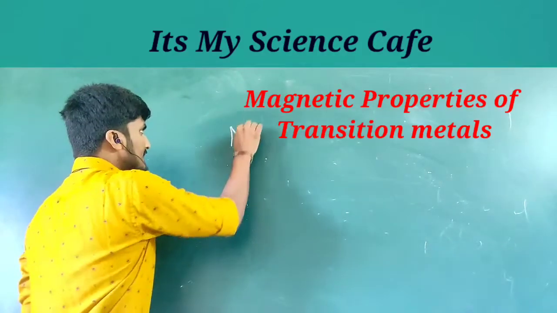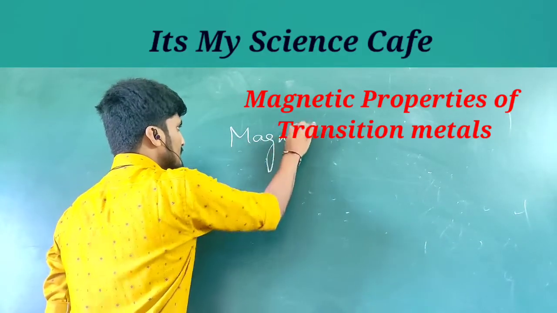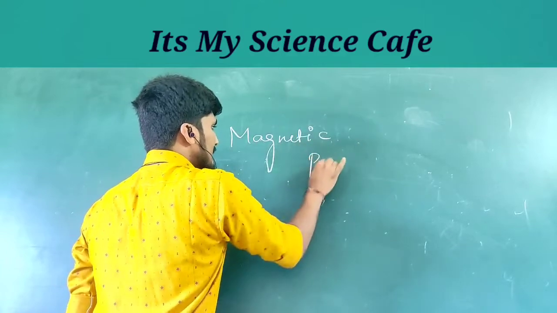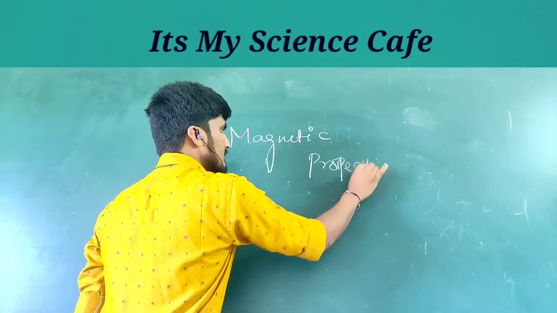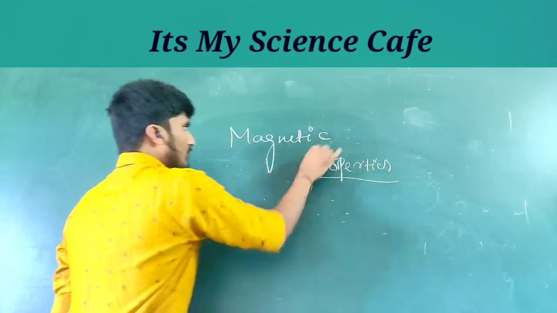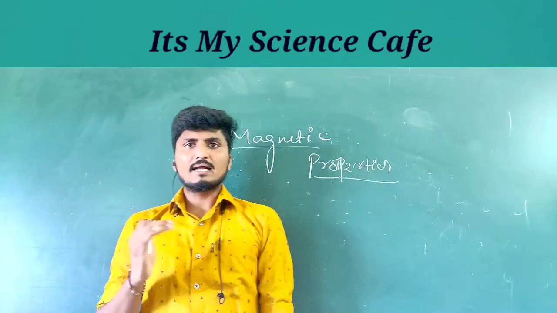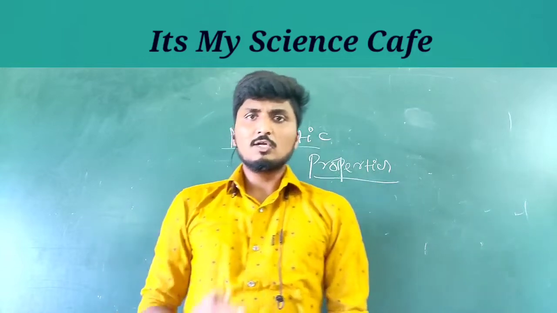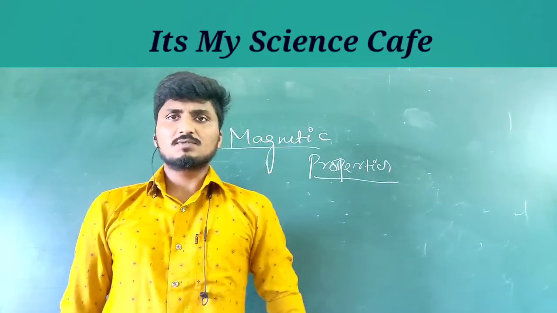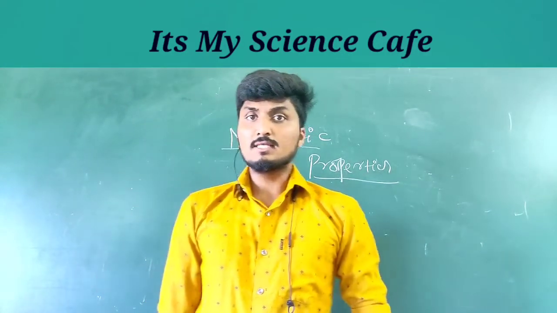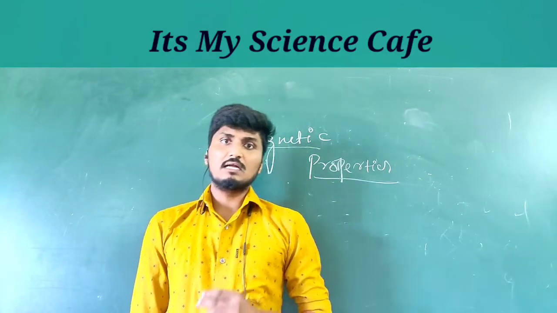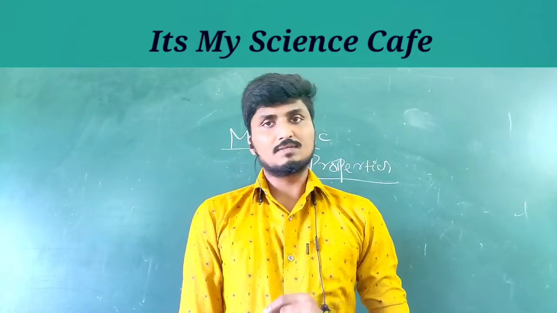In this class, I am going to teach you magnetic properties of transition metals. When a magnetic field is applied to substances, two types of substances are going to form. One is paramagnetic substances and another one is diamagnetic substances.